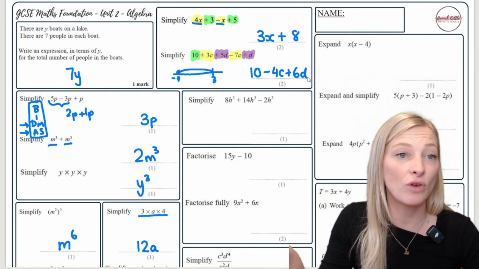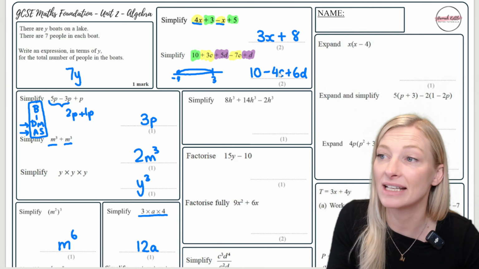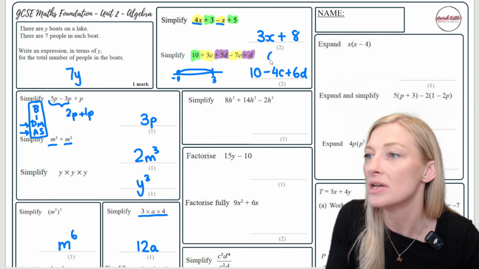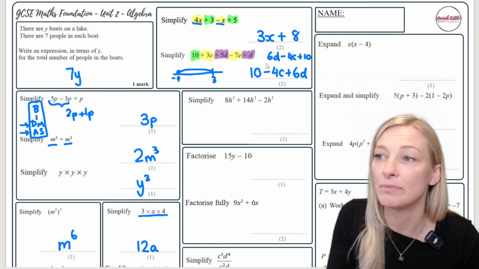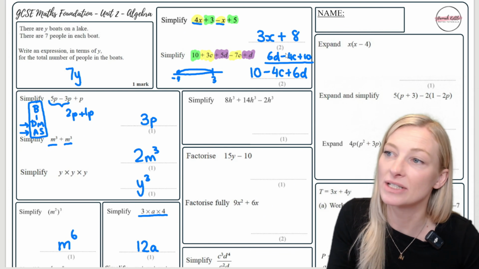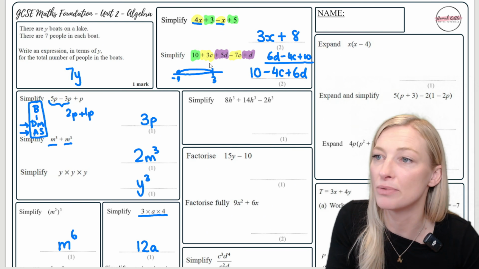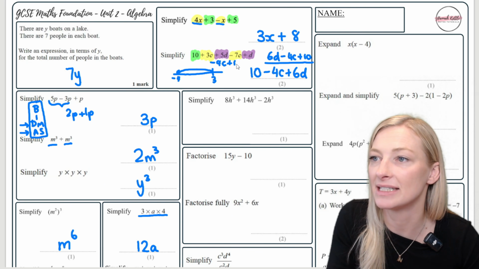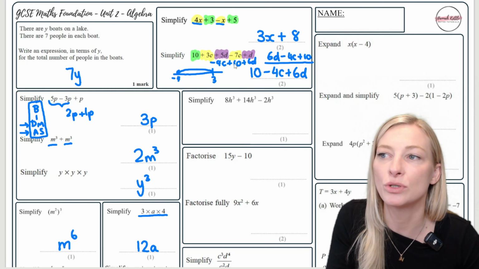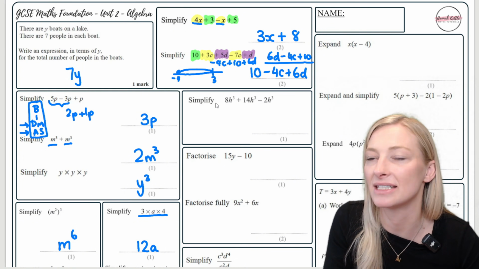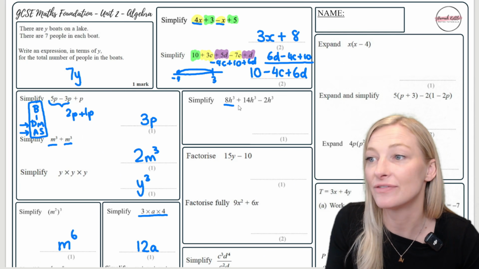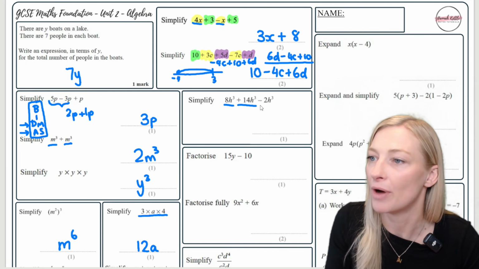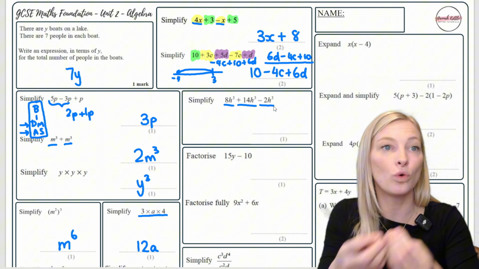Now you didn't have to write them in that order, as long as the negative is with the 4c. So let's say you wrote 6d, take away 4c, add 10. That would be absolutely fine as well, as long as it's the 4c that's negative. I mean, you could even put it in the front, -4c, add 10, add 6d. Those two terms are positive and the 4c is negative, so any of those would be fine in any order you like. And then we've got 8h cubed, add 14h cubed, minus 2h cubed. And they are all h cubed.